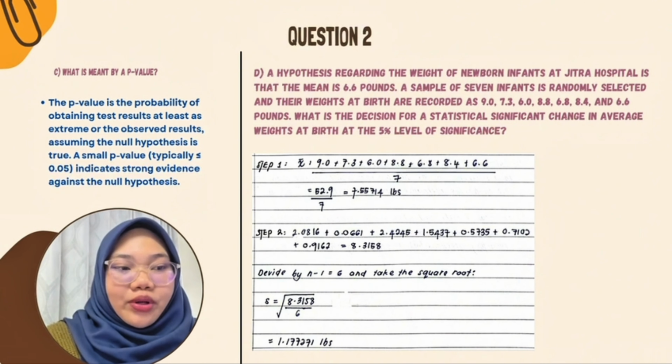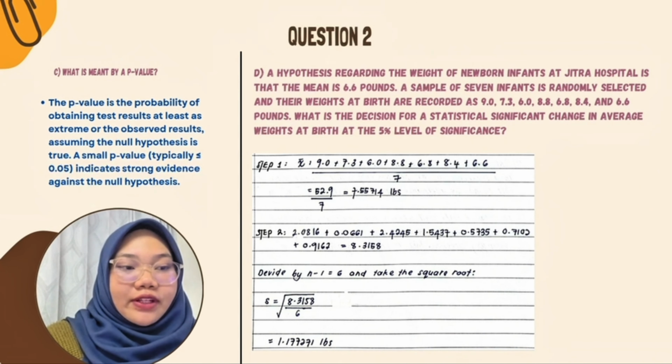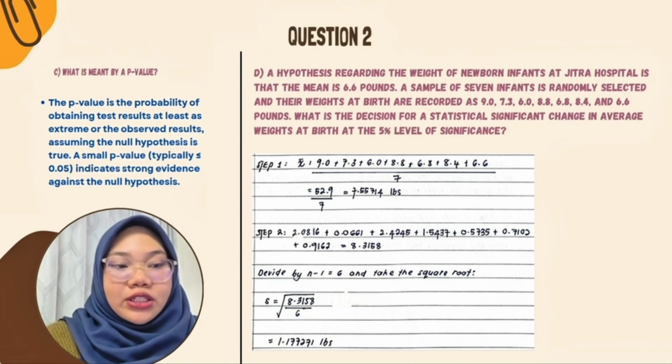A hypothesis regarding the weight of newborn infants at IZRAF hospital is that the mean is 6.6 pounds. A sample of 7 infants is randomly selected and their weights at birth are recorded as 9.0, 7.3, 6.0, 8.8, 6.8, 8.4 and 6.6 pounds. What is the decision for statistically significant change in average weight at birth at the 5% level of significance?